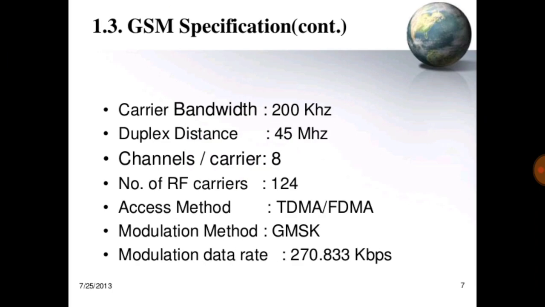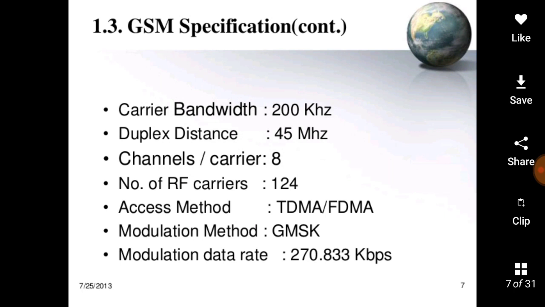The carrier bandwidth here is 200 kilohertz, because we transmit a message through the carrier bandwidth only. Every modulated signal is a combination of the message and the carrier. Then the duplex distance, as I already said, is the difference between uplink and downlink, which is 45 megahertz.